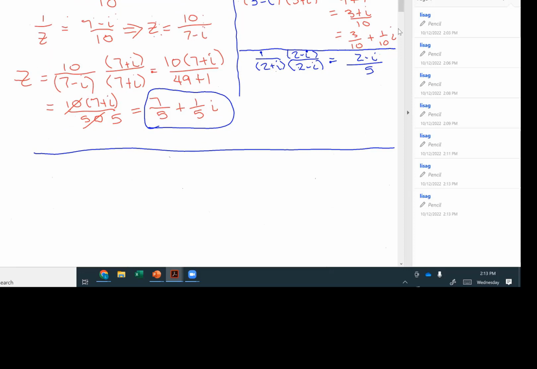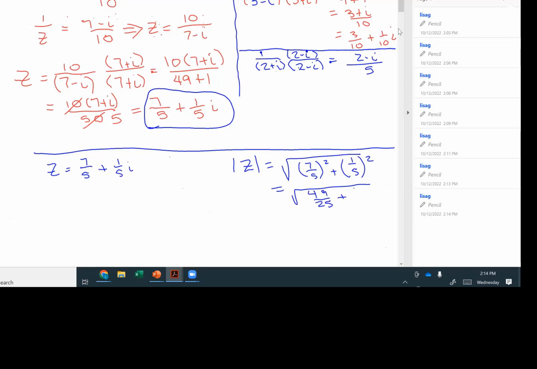I have Z equals 7/5 plus 1/5 I. If I want to find the magnitude of Z, that's equal to the square root of 7/5 squared plus 1/5 squared, which is equal to the square root of 49 over 25 plus 1 over 25, which is equal to the square root of 50 over 25, which is 2.